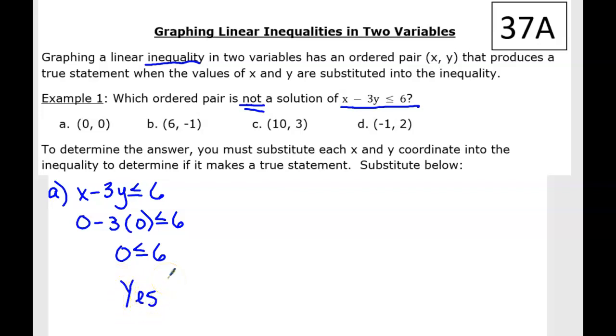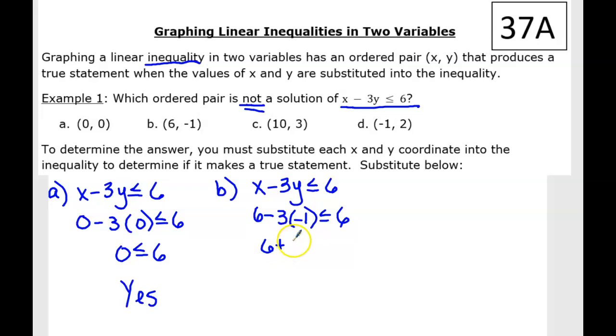That would work. Okay. Now if I took B and I plugged them in, again I've got x minus 3y is less than or equal to 6. If I plugged in my x, which is 6, minus 3 times negative 1, is that less than or equal to 6? So when I do this, I get 6 plus 3 less than or equal to 6. Well, 9 is not less than 6, so this is going to be a no.